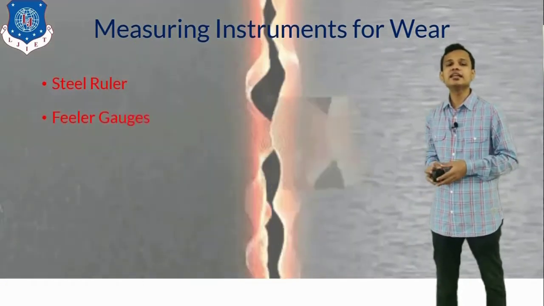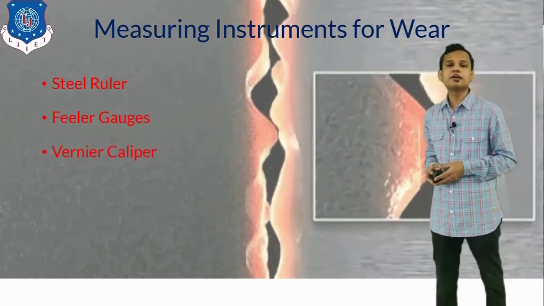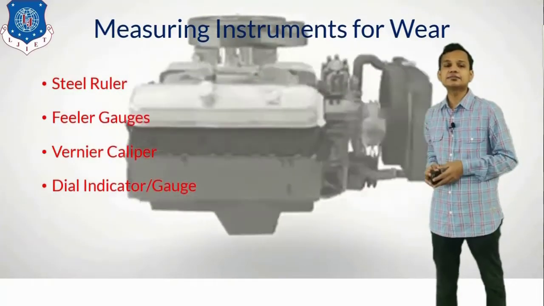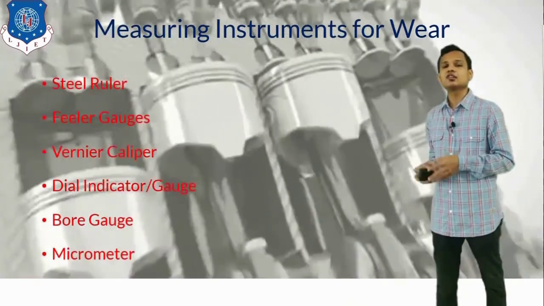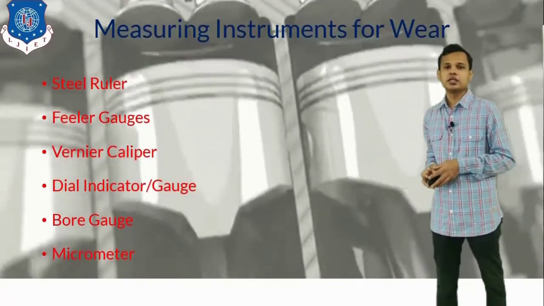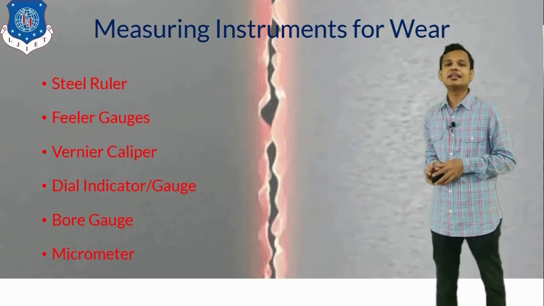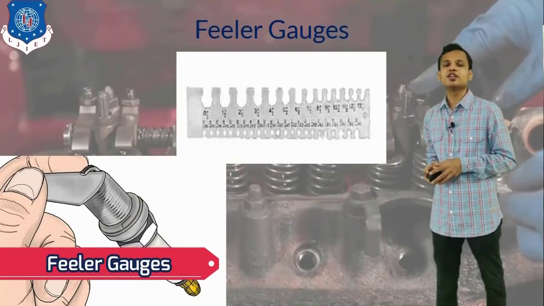The second thing is the feeler gauge. The third one is the vernier caliper. The fourth one is the dial indicator or the dial gauge. The fifth one is the bore gauge, and the last one is the micrometer. Now all these instruments will be learned in detail next. So let's start first with the feeler gauge.